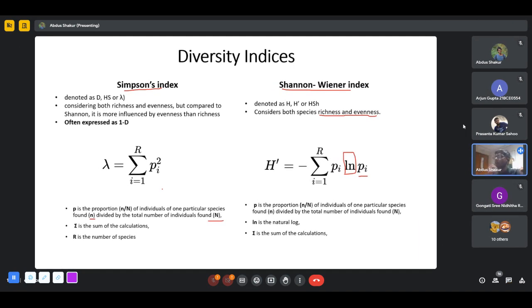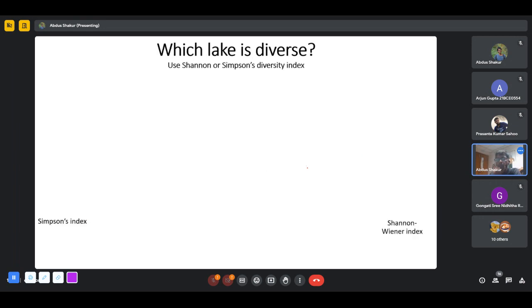The other thing is that in the Shannon Wiener index, you subtract the whole value, using a minus. You'll soon get to learn why we do that, because we sometimes get the values in minus. So to get a positive value, you just use the minus. Now, can you guys use these formulas?